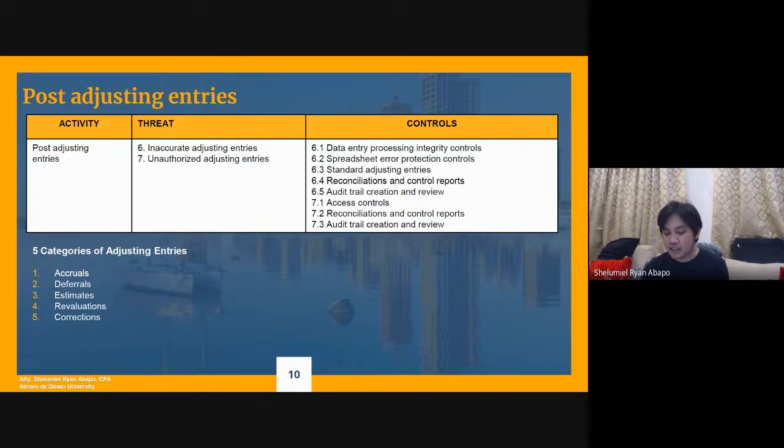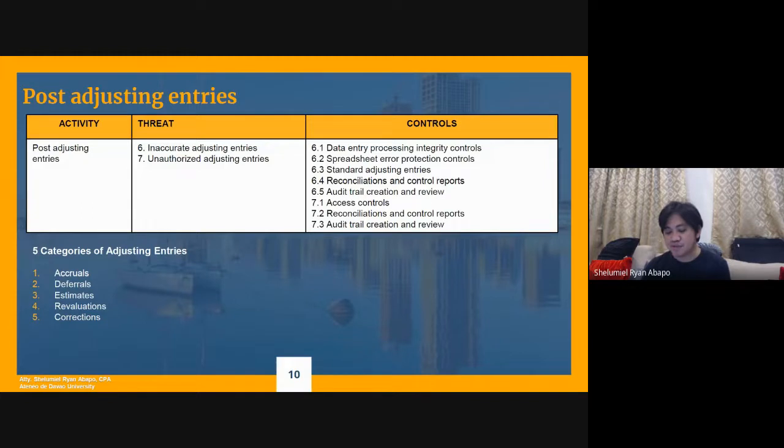The unauthorized adjusting entries, on the other hand, can be addressed through access controls, reconciliations, and control reports, and then, of course, the use of the audit trail and creation and review. Okay? Now, for the controls for the inaccurate adjusting entries, note that adjusting entries are calculated in spreadsheets. Therefore, it is important to employ spreadsheet error protection controls that we've discussed in the internal controls chapter.